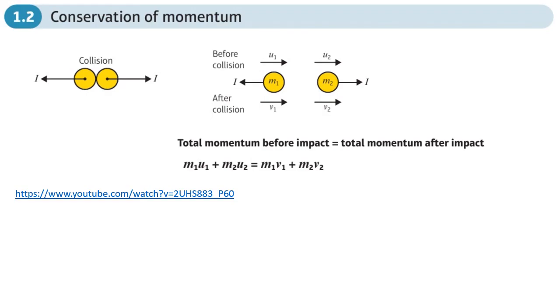This is the second section in the momentum and impulse chapter, and this is the conservation of momentum, section 1.2. Now you'll see a couple of diagrams here. The first one shows two particles colliding with each other, and at the point of collision they give each other this equal and opposite impulse.